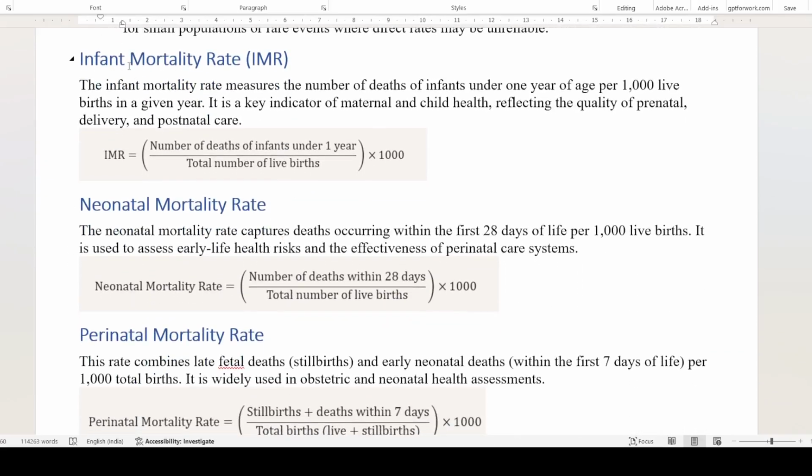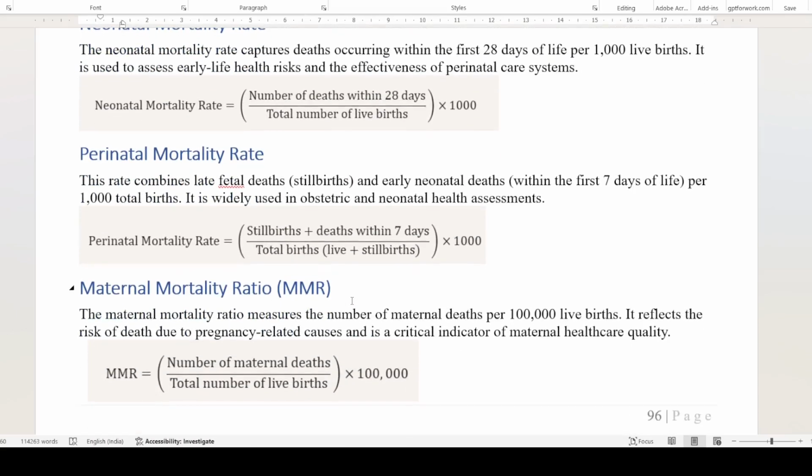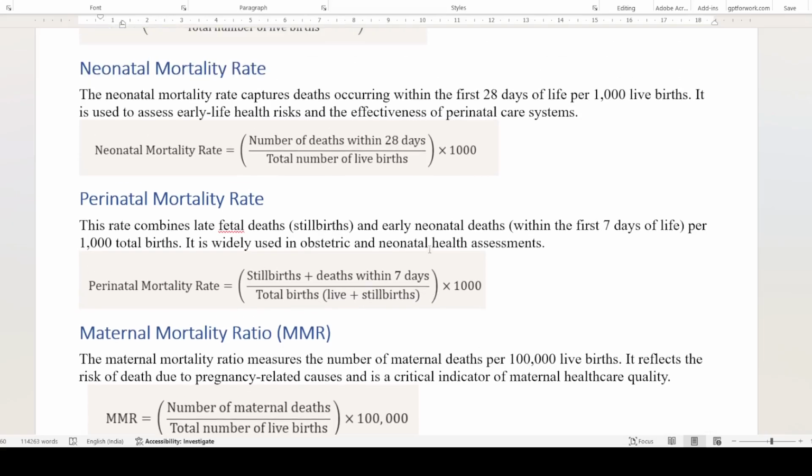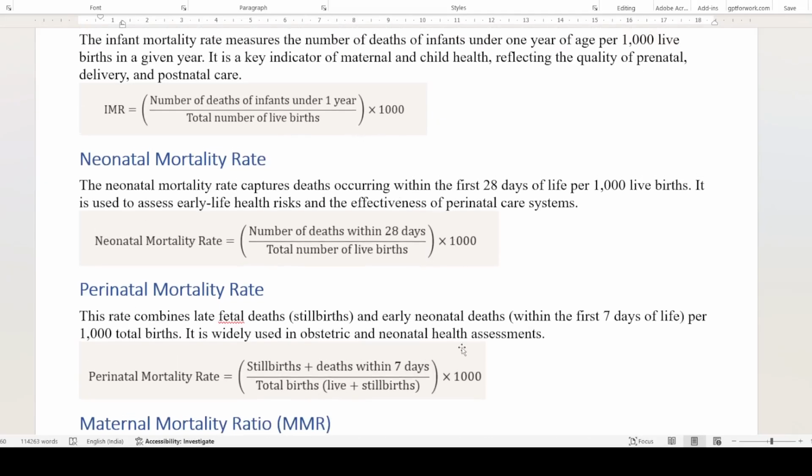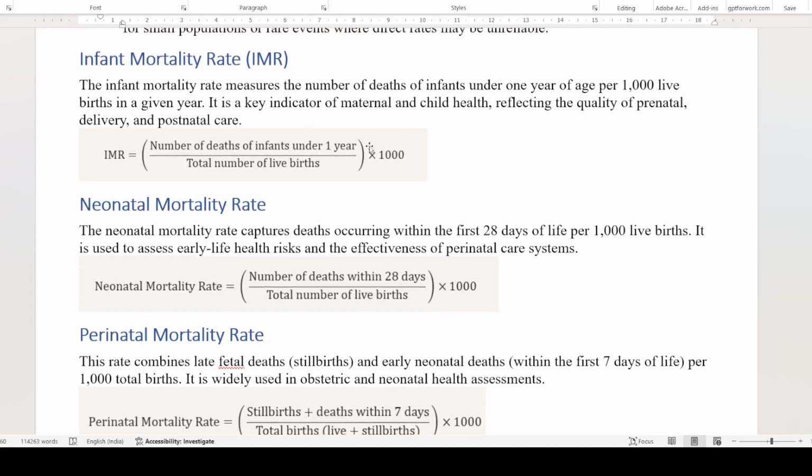Next we have the infant mortality rate. So IMR, number of deaths of infants under 1 year, total number of live births into 1000. Neonatal, again number of deaths within 28 days upon total number of live births into 1000. Then perinatal, stillbirths plus deaths within 7 days, upon total births, live plus stillbirths, into 1000. Now again see the multiplier factor is 1000 because we are taking into consideration a certain population.